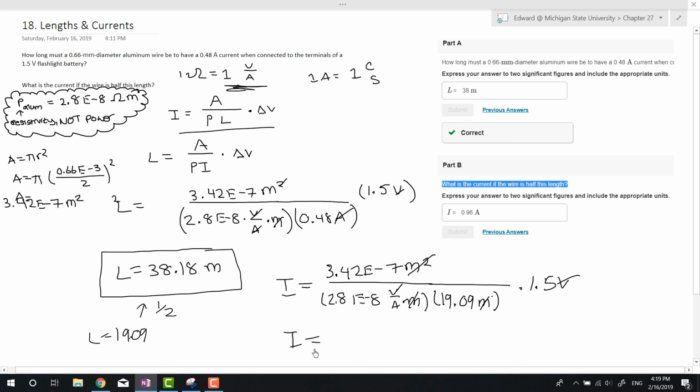So if we just type it in the calculator, we get about 0.959, or 0.96 amps. And that is it for this problem, guys. And that is it for chapter 27.